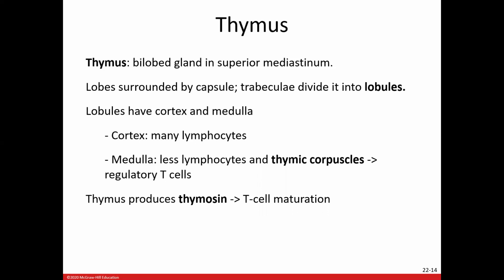Additionally, within the thymus, it produces a very important hormone called thymosin, and this hormone allows your T cells to mature, to go from immature T cells, which are called pre-T cells, into mature T cells, which are just called T cells.